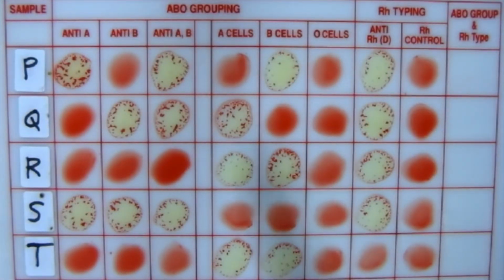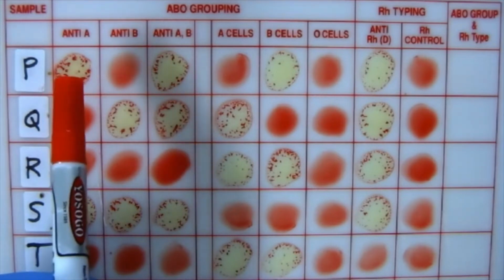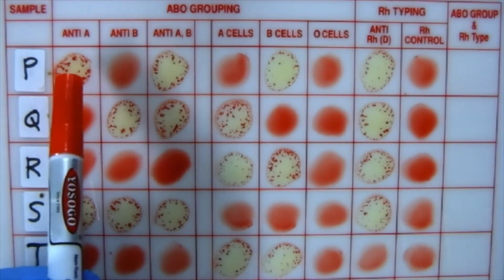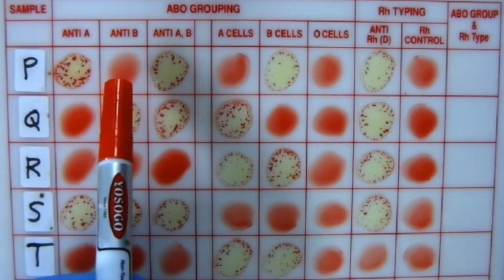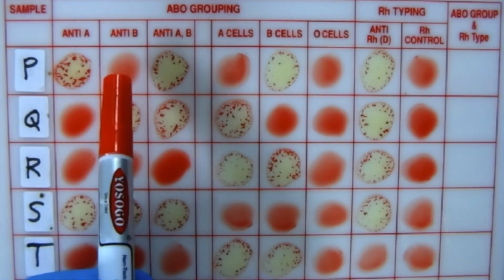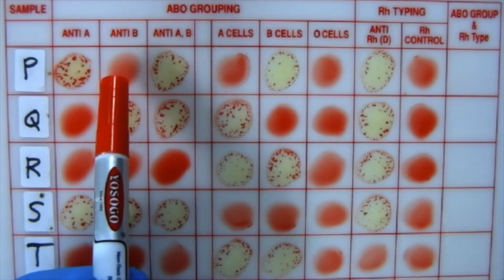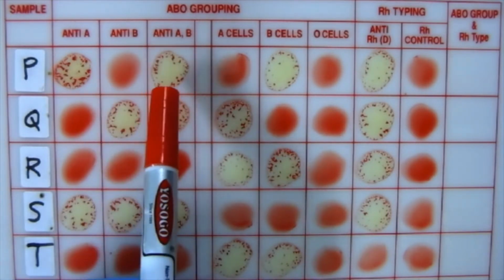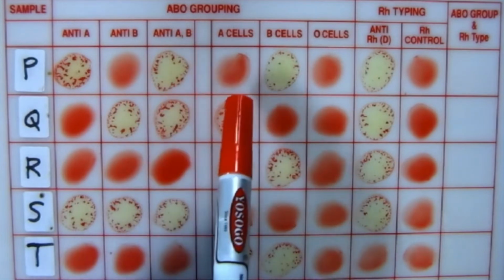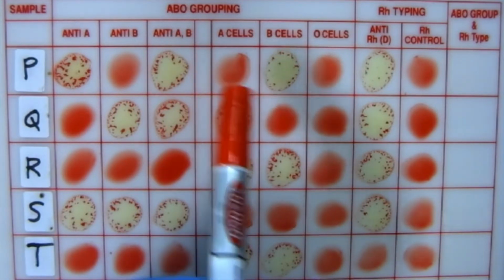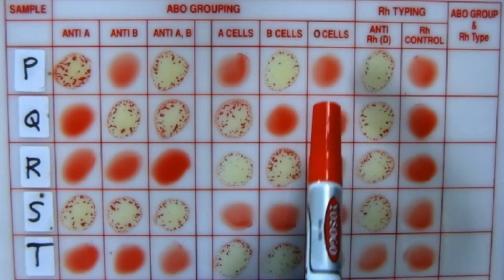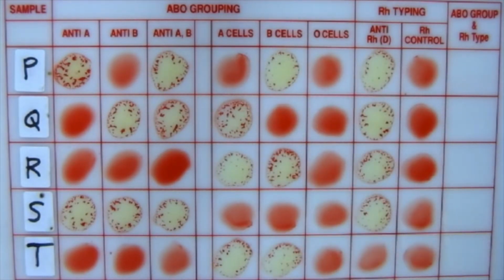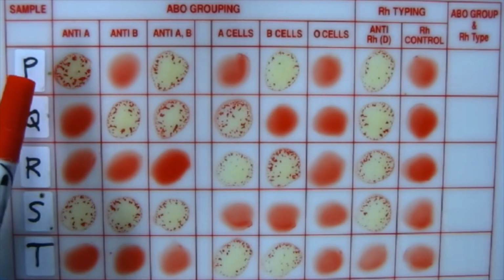So the agglutination will look like this. The cell is clumping, right? So the negative or no agglutination will look like this. There is no cell clumps. This is agglutination. This is no agglutination. This is agglutination. This is no agglutination. All right, so let us just have a look at the first patient, patient P.